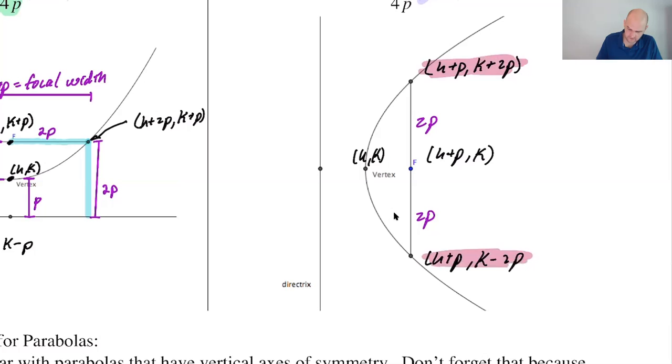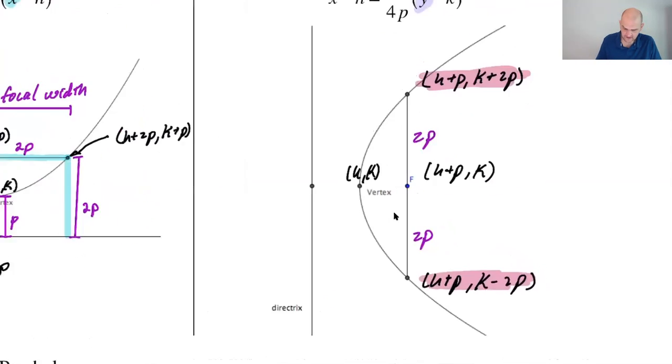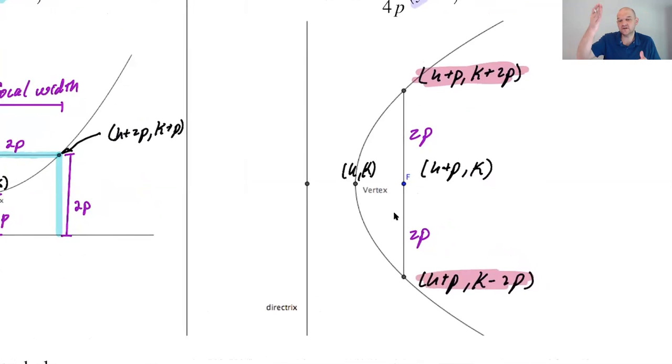Oh, somebody forgot to put a parenthesis there. Probably me, hard to say. And then our directrix, in this case, will be a vertical line, so it's x equals something. What does it equal? x equals h minus p.